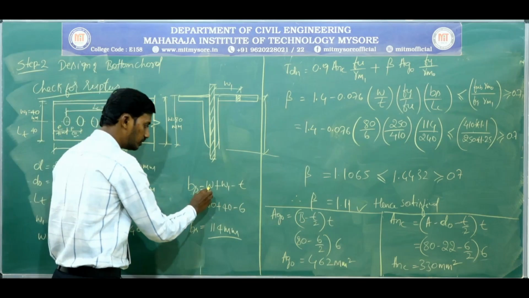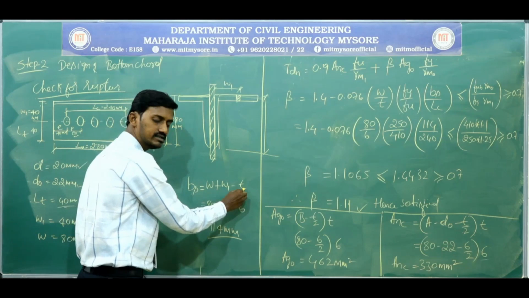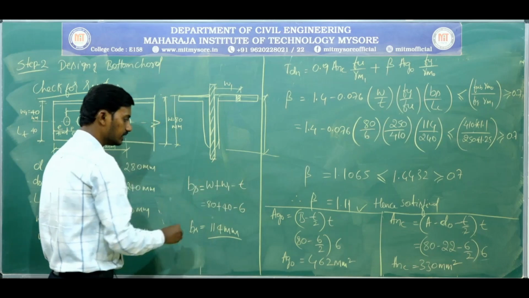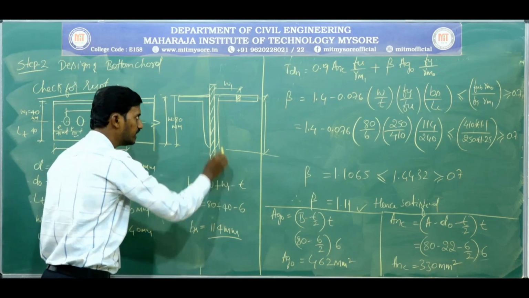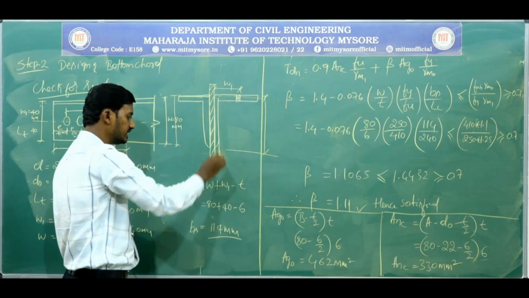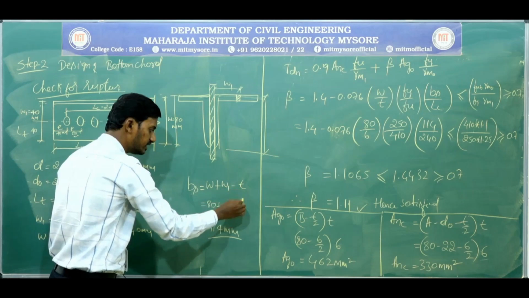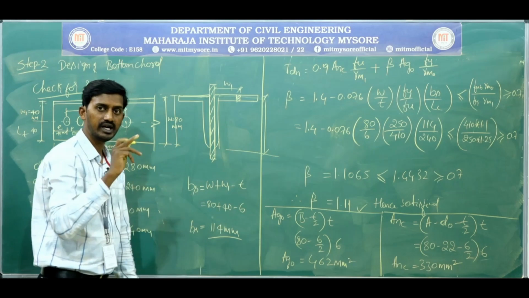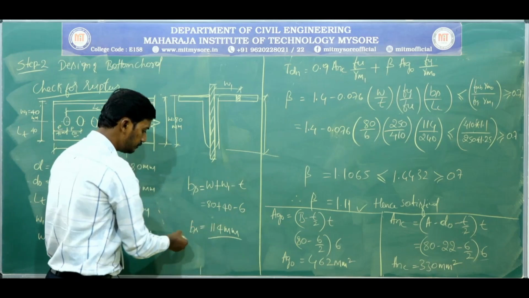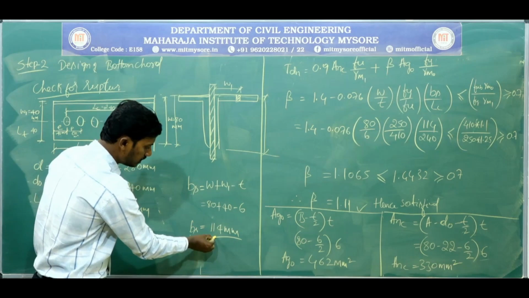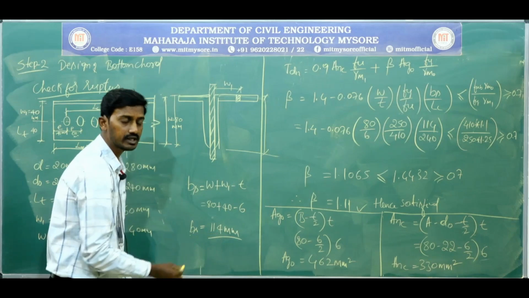So BS is equal to W plus W1 minus thickness of the angle. W is 80, we just got to know, and W1 is 40 where the bolt is placed, and minus thickness of the plate. We considered 80 by 80 by 6 millimeter, the least thickness is 6 millimeter. If you do so, BS will be available as 114 millimeter.